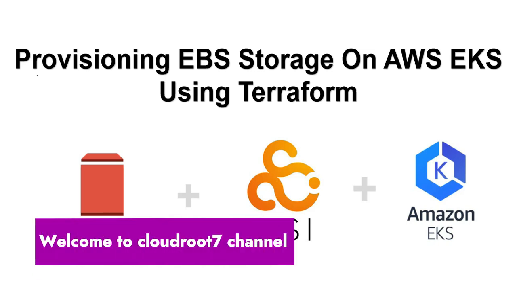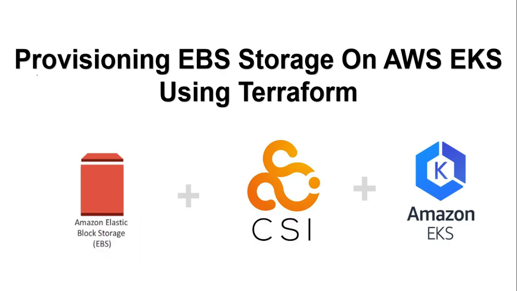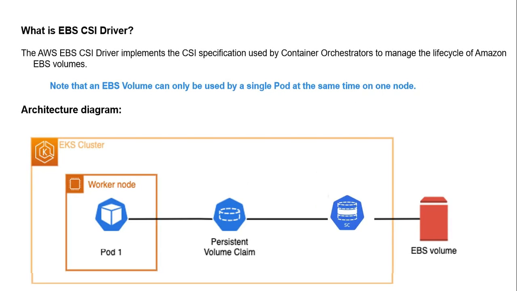Today I'm going to talk about provisioning the EBS storage on AWS EKS using Terraform. So what is the EBS storage driver? The EBS storage driver implements the CSI specifications used by the container orchestration to manage the life cycles of Amazon EBS volumes, which means that when I deploy applications that need to retain the data, I need to create persistent storage. The persistent storage allows us to store the application data external from the running pod.